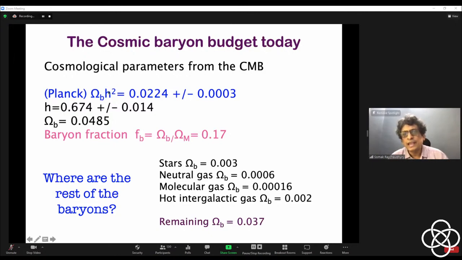Now, you can also see that there's an h value there, and that h is a parameterized number taken from the Hubble constant. The Hubble constant is of the order of, say, 70 kilometers per second per megaparsec, which in this unit, this little h, is 0.7, 0.67, 0.71, 72. There's a big controversy going on. The Planck value is 0.67. And if you put that in there, then this number turns out to be 0.0485, so about 5%. So 5% of the matter energy of the universe is in baryons, right?